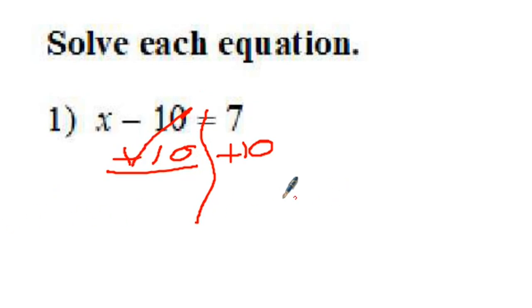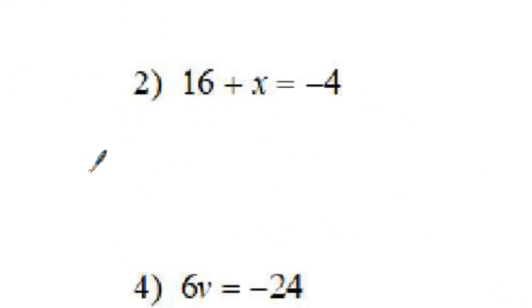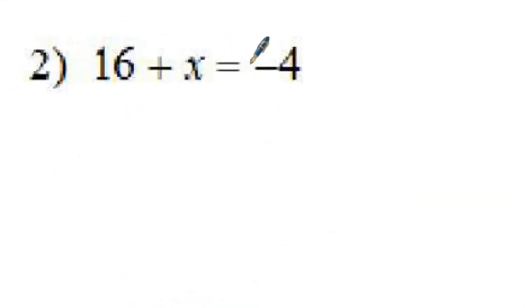So now we can look over here on the right and do 7 plus 10 and get 17, and then bring down our x here. So what we've done here is we've isolated x, and so we've solved the equation and found that x is equal to 17. Then let's go over here to number 2.